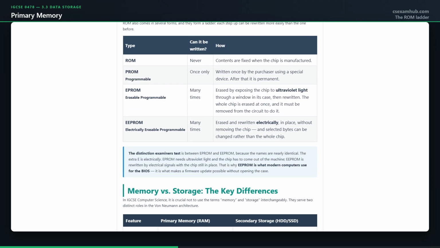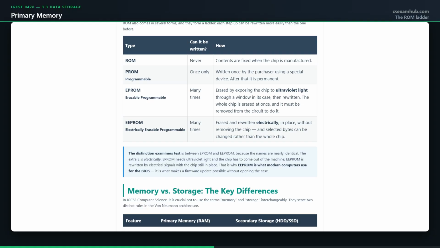ROM has types too, and they form a ladder where each step can be rewritten more easily than the one before. Plain ROM is written when the chip is manufactured and can never be changed. PROM, programmable ROM, arrives blank and can be written once by the purchaser using a special device. After that single write, it behaves exactly like ROM. EPROM, erasable programmable ROM, can be erased and rewritten many times, but the erasing is done by shining ultraviolet light through a small window in the chip's case.